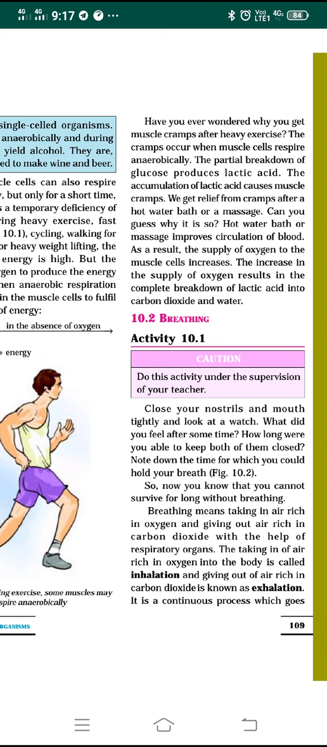Now you can guess why it is so. A hot water bath or a massage improves the circulation of blood in the body. As a result, the supply of oxygen to the muscle cells also increases. The increase in the supply of oxygen results in the complete breakdown of the lactic acid into carbon dioxide and water. Hence the muscle cramps get relieved.